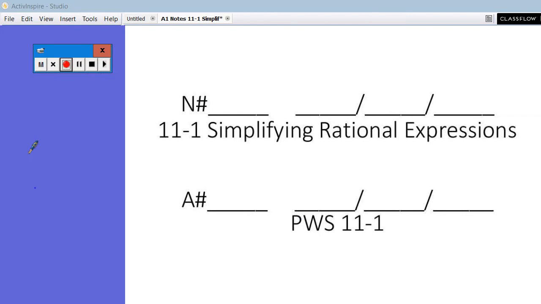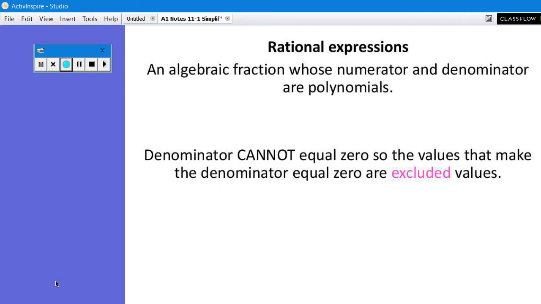So this is the beginning of chapter 11. This is simplifying rational expressions today. This is our last chapter of the year. We're going to get started straight away by talking about what a rational expression is.